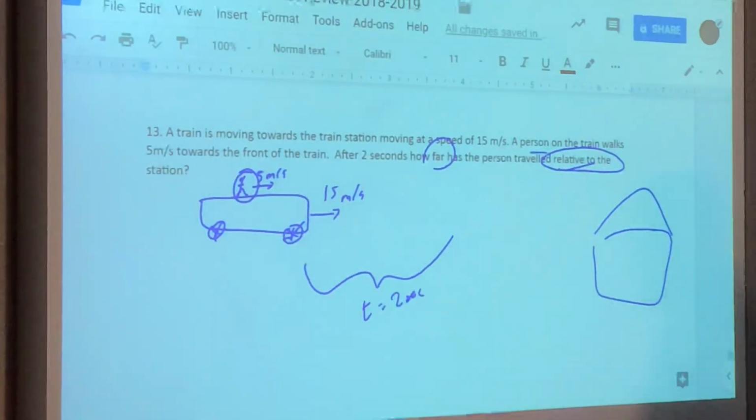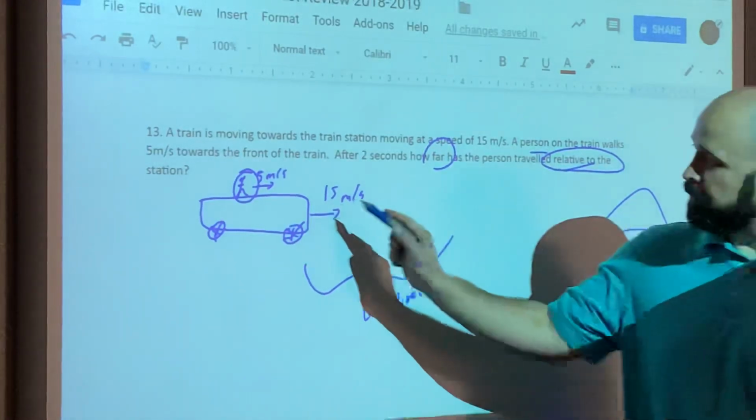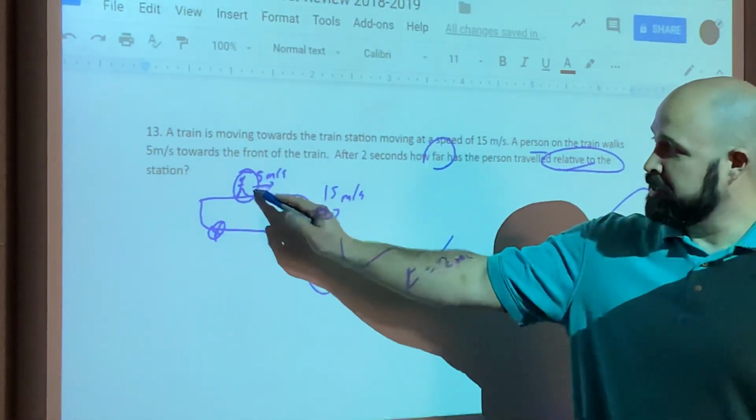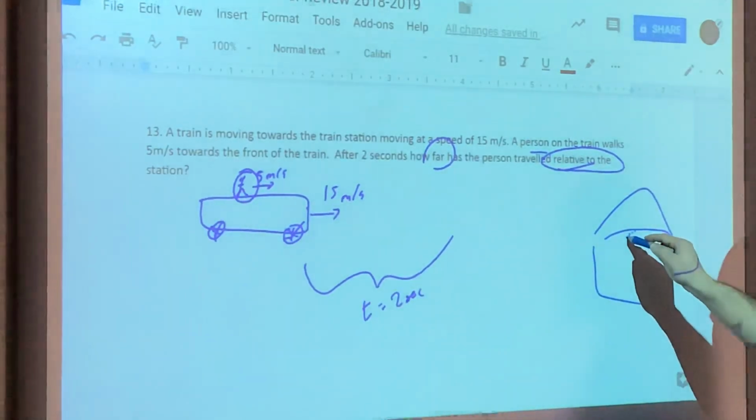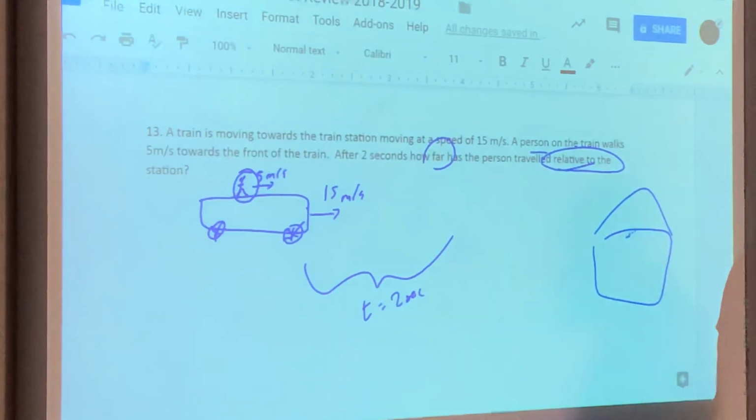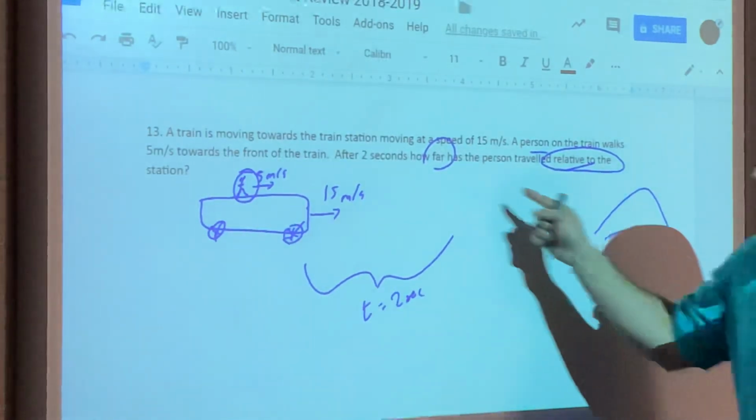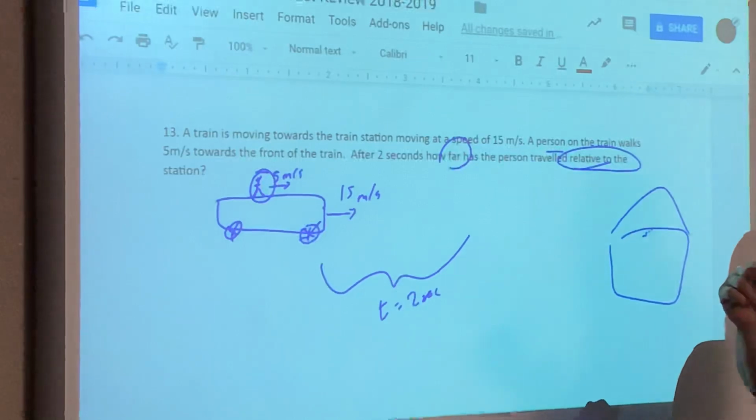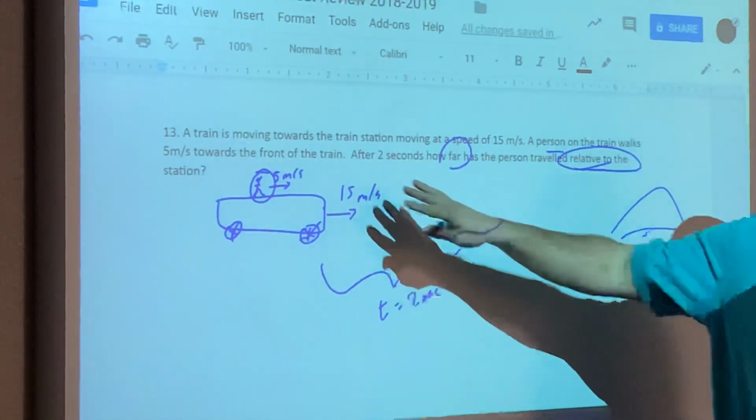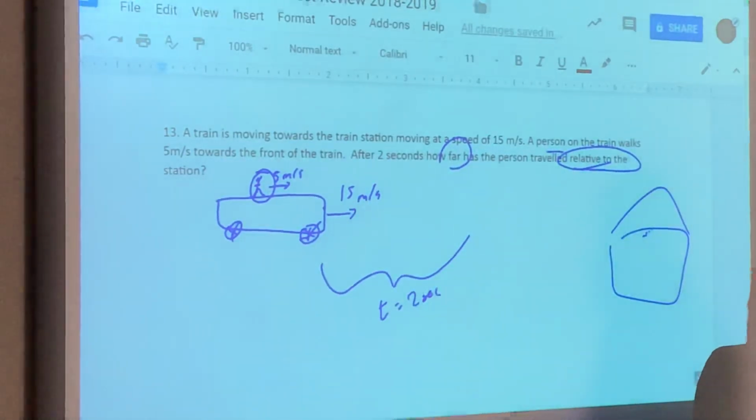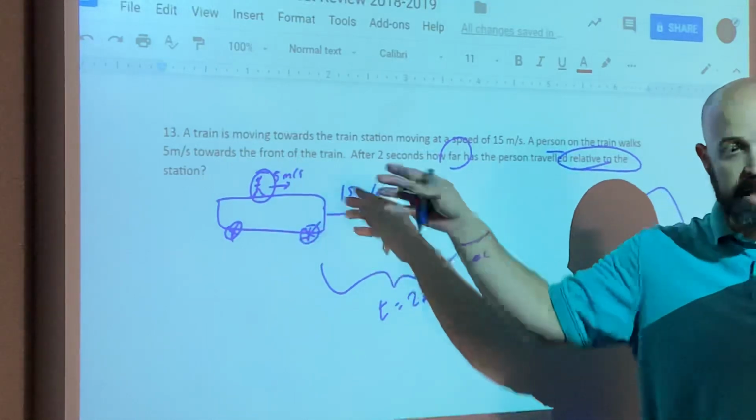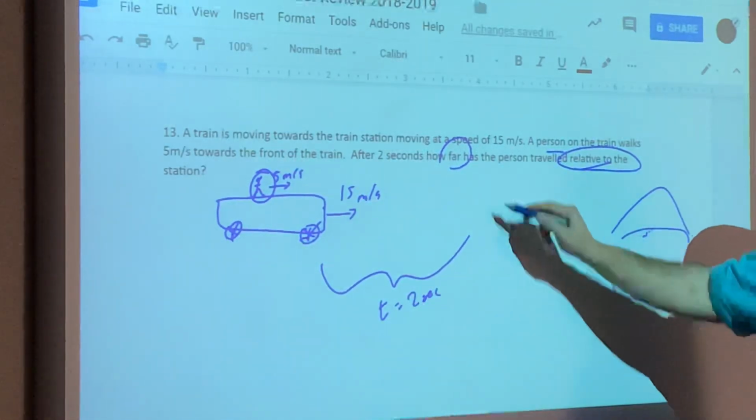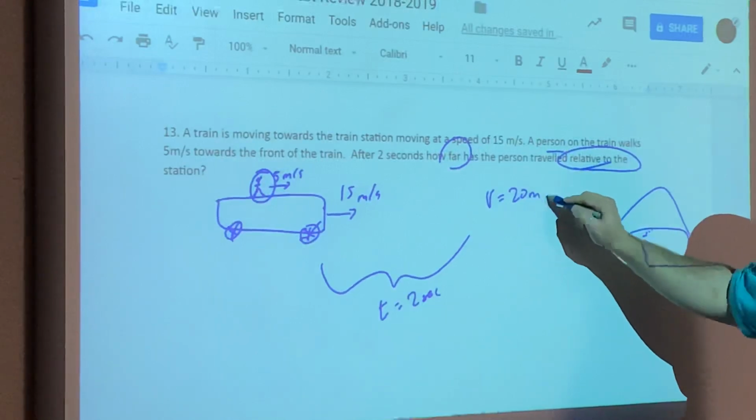So you think, okay, that's good. But if this is going 15 and this is going 5, how fast would it look like to someone in the station? It would look like they were going 20. If they were just only looking at this person and measuring them somehow with a radar gun, only the person, not the train, they would see that the person was moving 20 compared to them, okay? The train's moving 15, yes, but they're moving 5 forward on top of that. So it'd be like if they had a velocity of 20 meters per second.